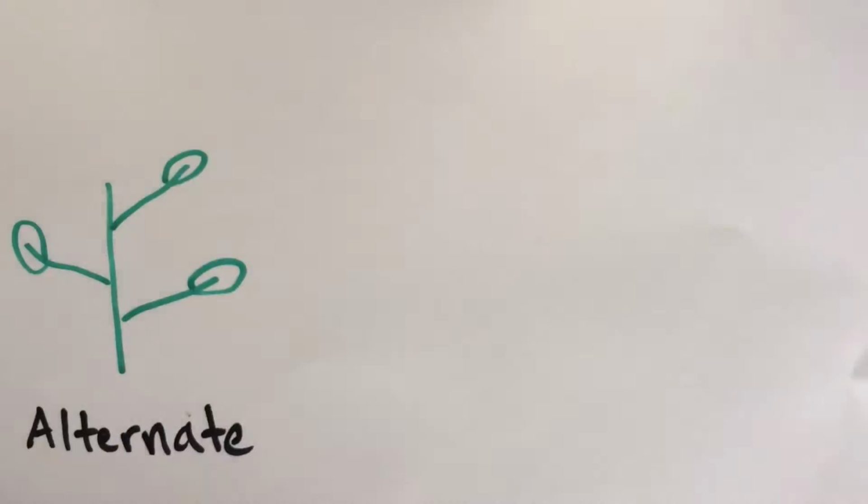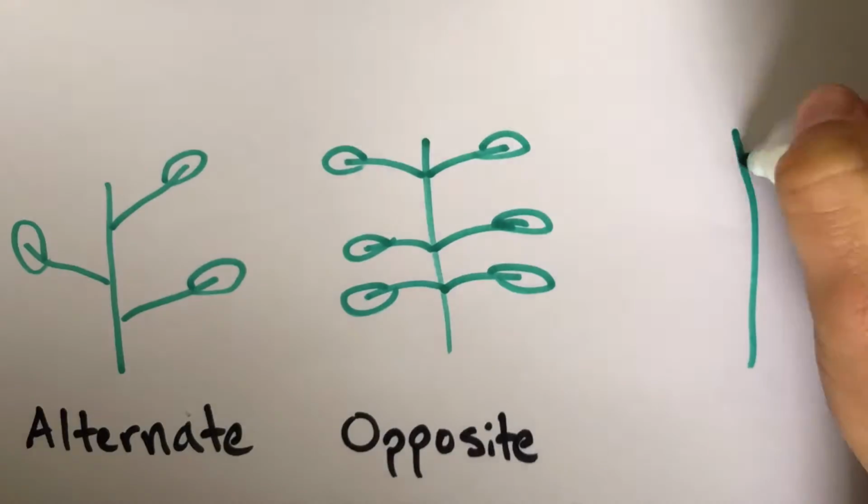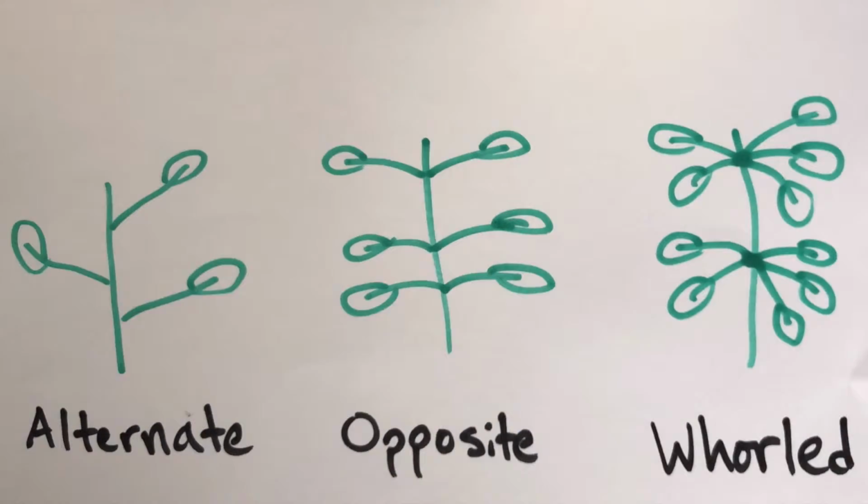Another way plants can be identified is through their leaf positioning along the stem. There are 3 types of arrangements: alternate, opposite, and whorled. The difference between alternate and opposite leaves can be the difference between life and death when selecting which plants to eat.